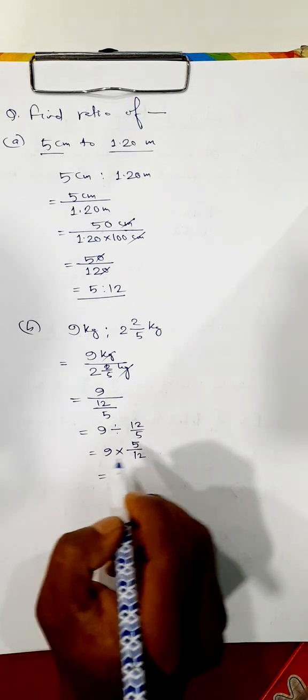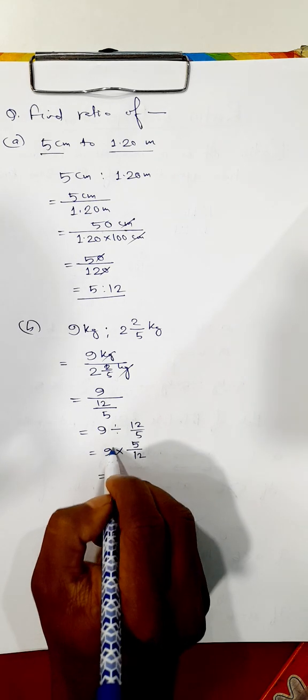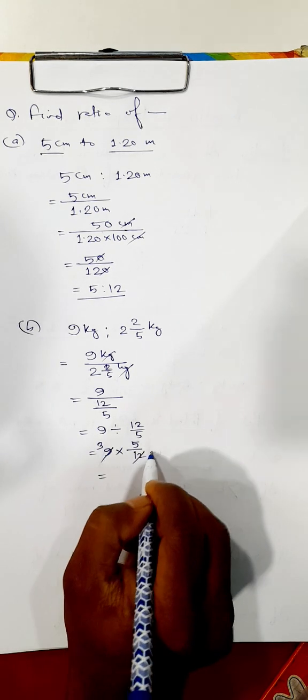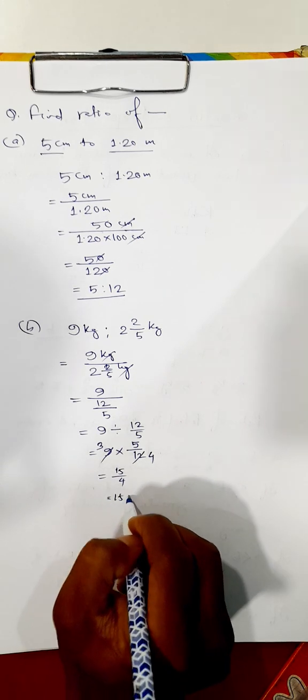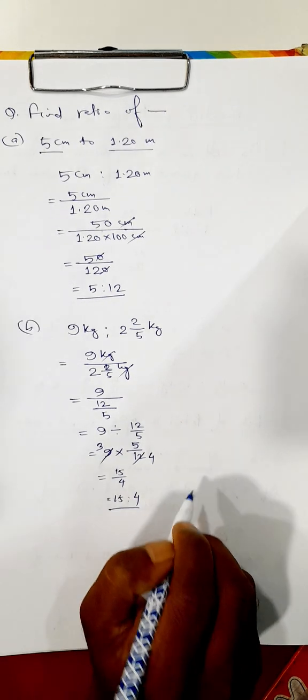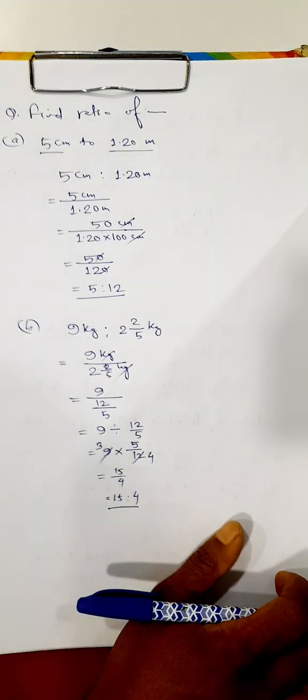So you convert into simplest form. 3 3s are 9, 3 4s are 12. This becomes 15 by 4. That is 15:4. This is the ratio in simplest form.